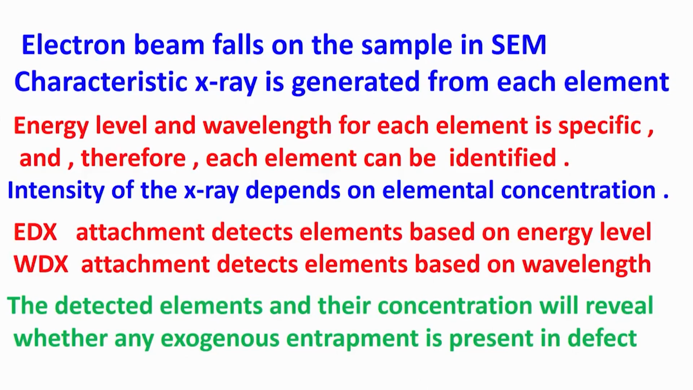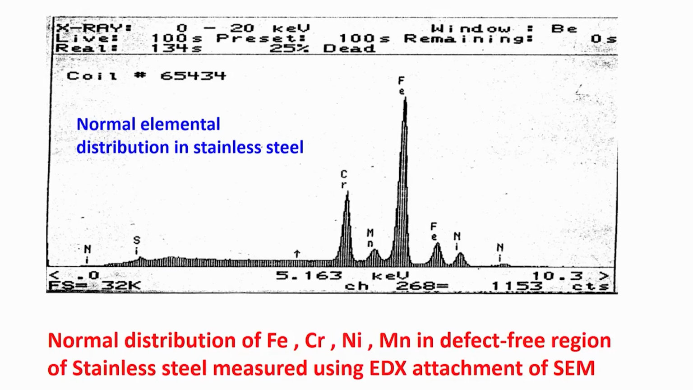Then I have told you how you do the measurements, how you know what are the constituents which are present in the entrapment. That I have told you with the help of the WDX or EDX attachment in SEM. The X-rays generated are characteristic, every element has a different energy level, different wavelength, and if you can detect them, if you know the intensity of each individual X-ray, then we know how much of an element is present and what those elements are. So, if it is a normal steel, we know what elements should be present, like in normal stainless steel we know iron, chromium, and how much they should be present.